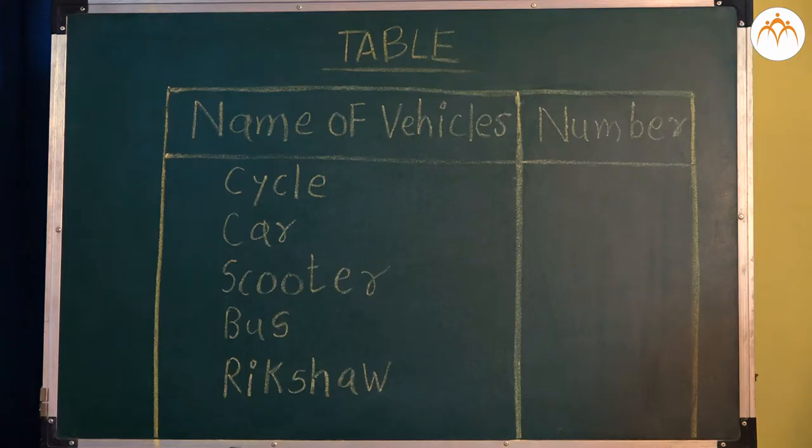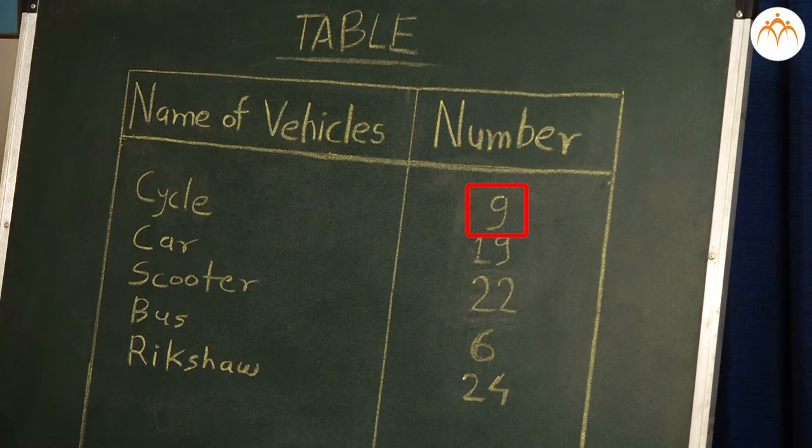Okay. Who counted the number of cycles? How many of them? 9. Okay. Who was counting cars? How many? 19. Okay. How many scooters? 22. Bus? 6. And auto rickshaw? 24. Okay. Yes. Now see.